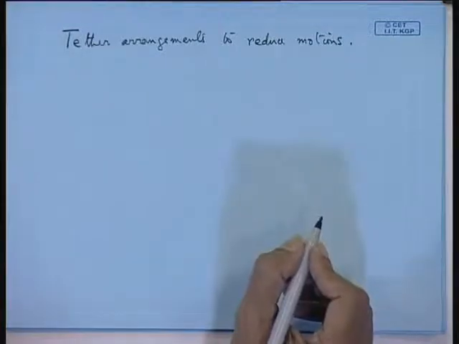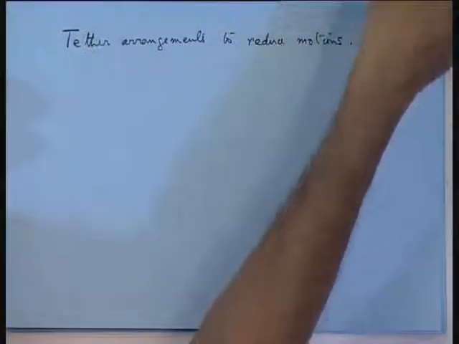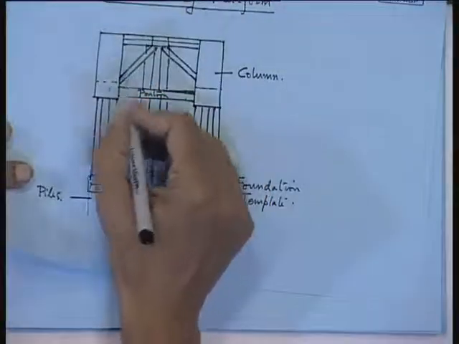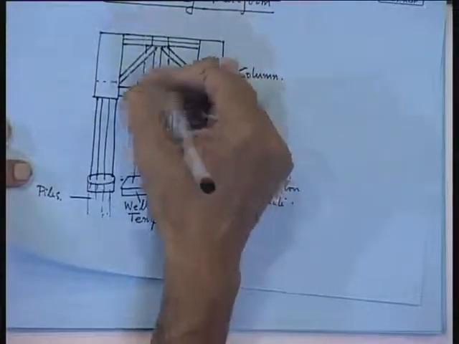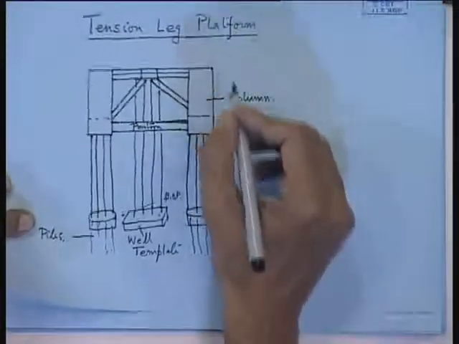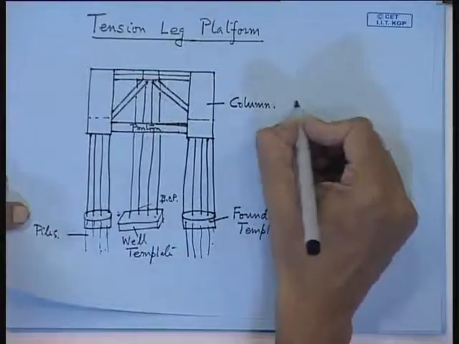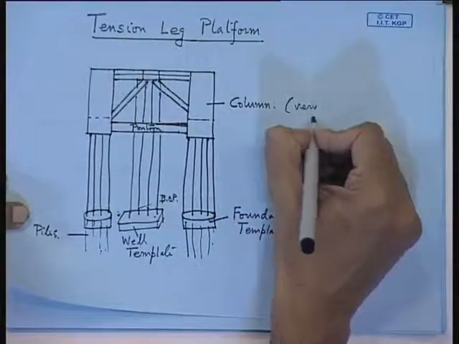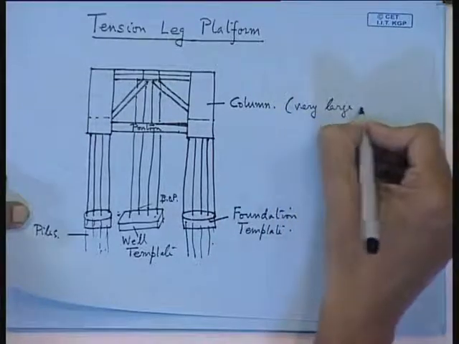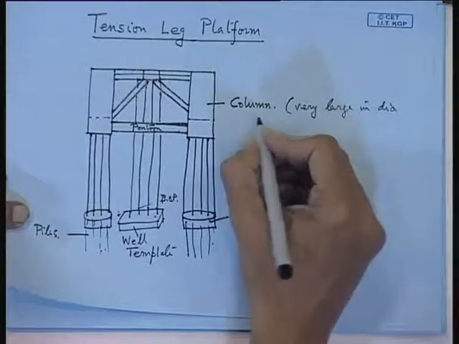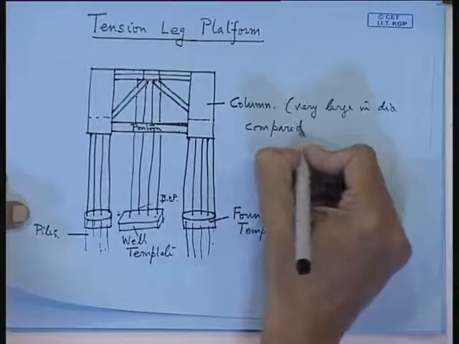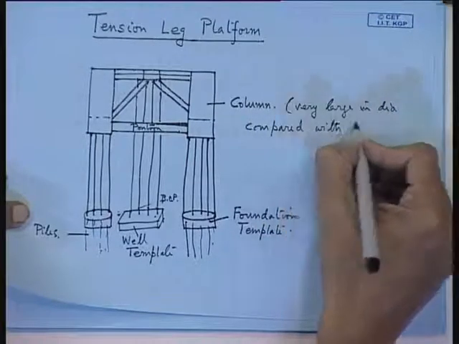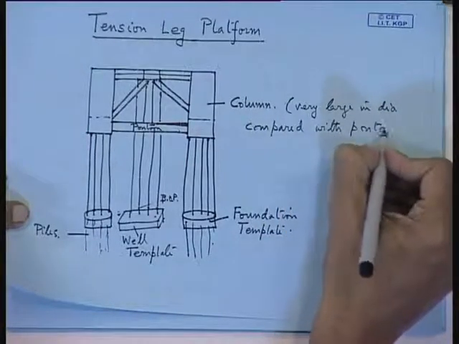Now, here a lot of configurations have come up. The one that I have drawn is your closed array pontoon. So, here pontoons will be on all four sides. Now, these are your braces; you can do away with these braces, but one thing you should note is that the columns are very large in diameter compared with pontoons. So, that means the major part of the stability is coming from the columns.